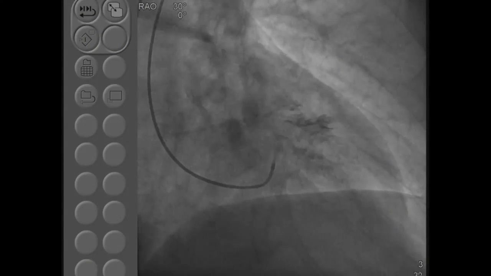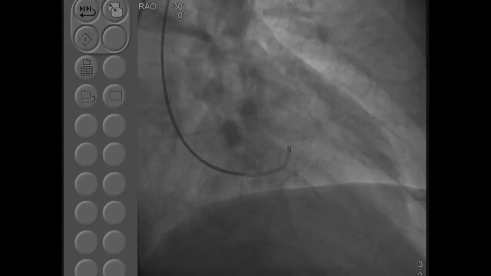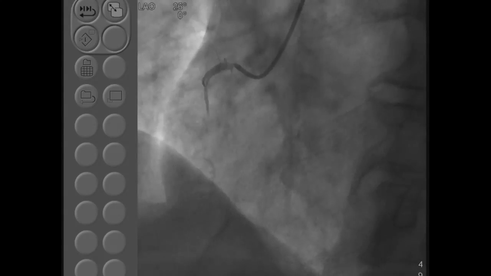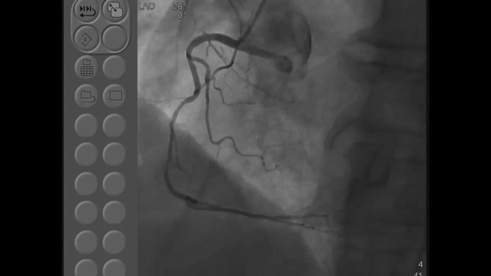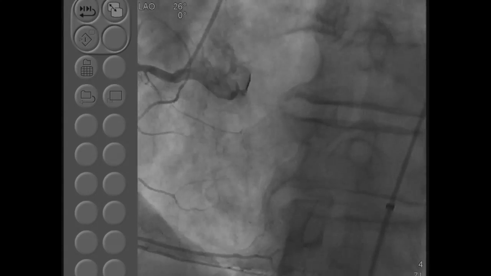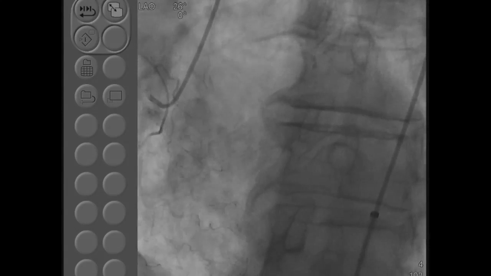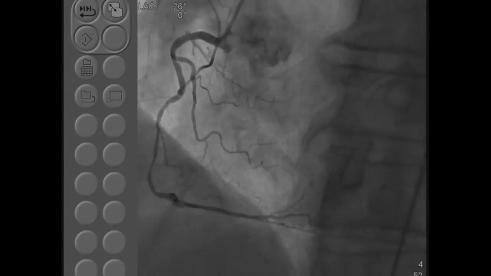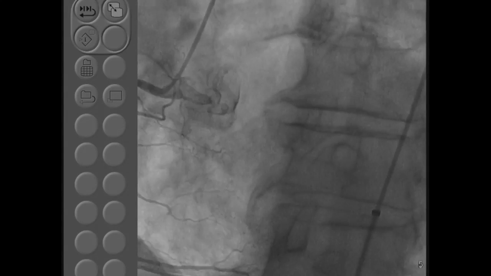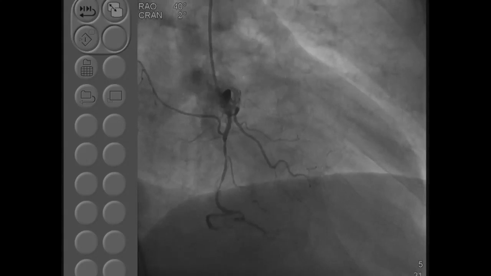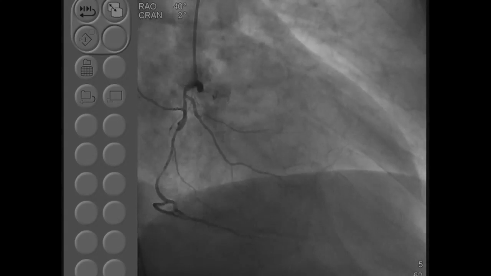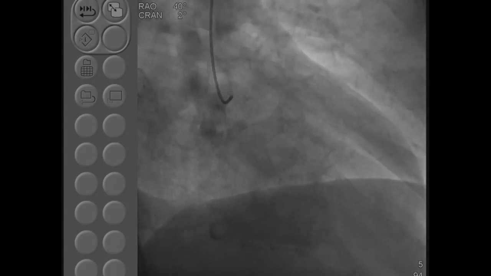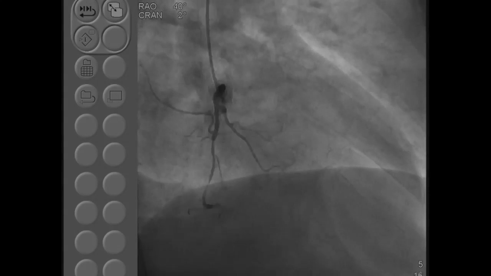So this is his LV function, which is normal. He had a normal EDP. And this is his right coronary artery, a moderate size vessel. But important is that from mid to distal, there is significant disease. It's like an early bifurcation, PDA. Acute marginal actually becomes PDA. You do not see any left-sided collaterals going to the LAD.